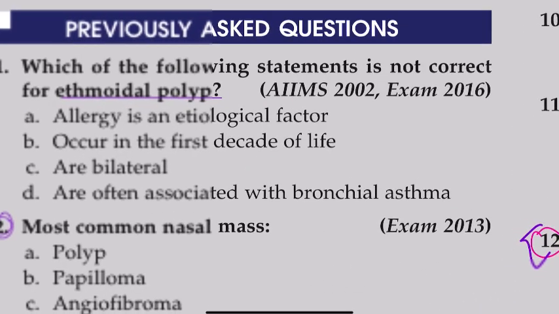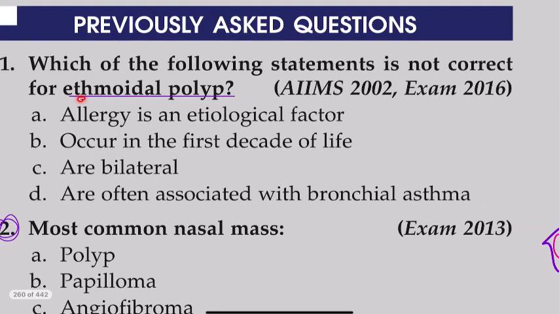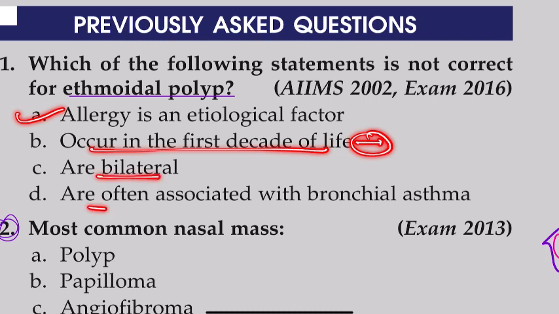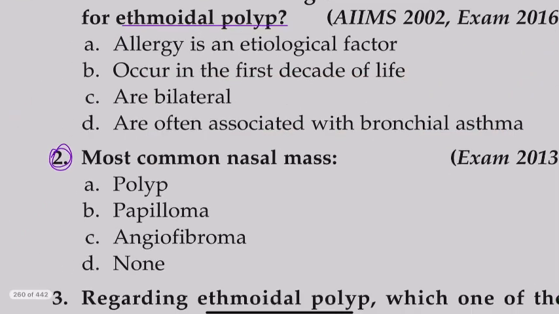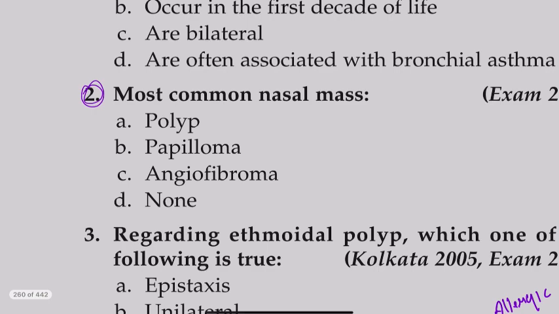Now moving into the question: which of the following statements is not correct for ethmoidal polyp? Allergy is the etiologic factor? Yes. Occurs in the first decade of life? No, it occurs in later decades of life. Are bilateral? Yes. Are associated with bronchial asthma? Yes, that is also right. When they are associated with bronchial asthma, that's called Samter's triad: aspirin intolerance, sinonasal polyp, and bronchial asthma. The most common nasal mass is the polyp.